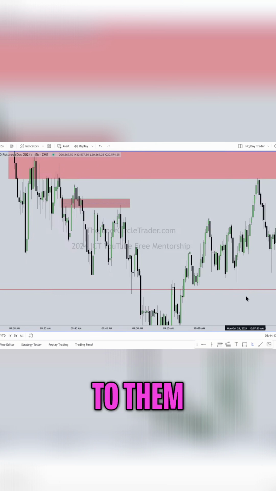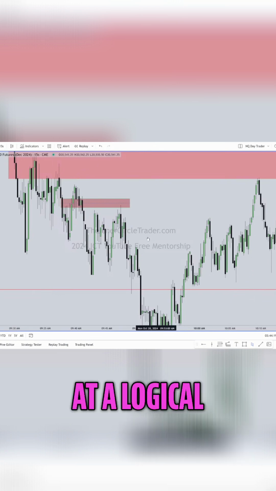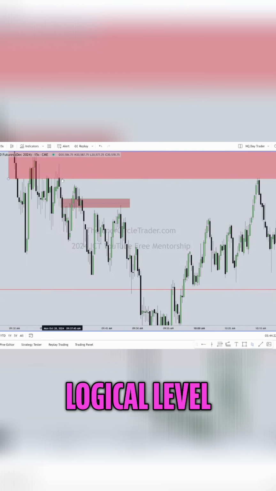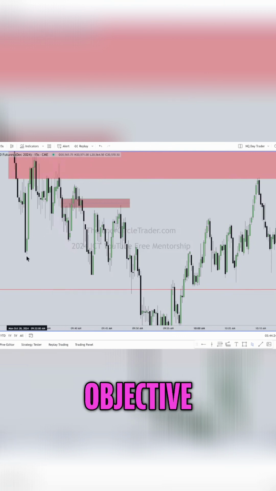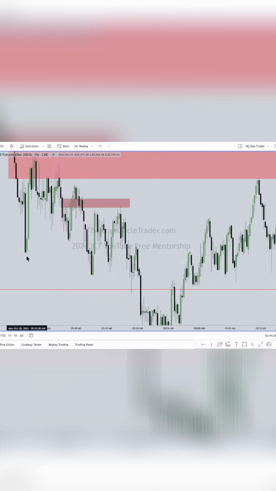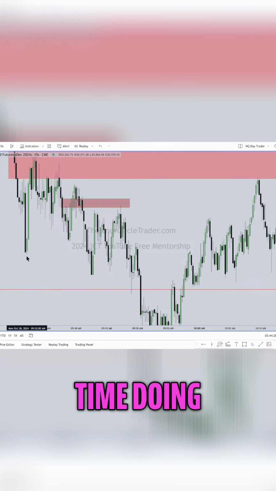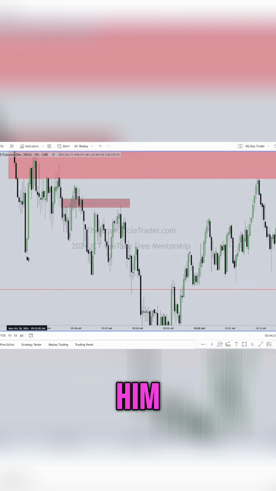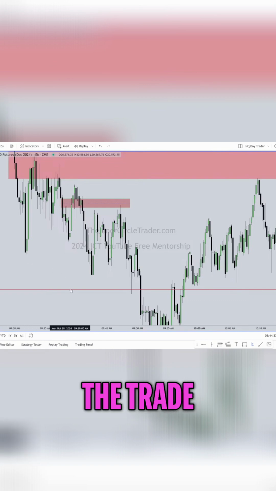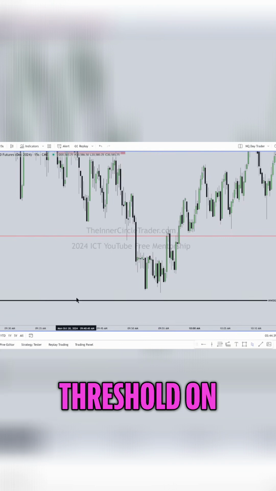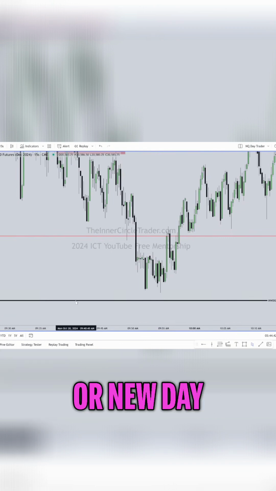I'm talking to them. So by having these surgical strikes, these hit and run trading opportunities where you're getting in at a logical level, framing risk at a logical level, and aiming for a very easy objective in the right direction, guess what this affords him over time doing this? It will teach him how to hold on to the trade to get to half gap. It'll teach him to hold on to the trade to get to first threshold on the new week opening gaps or new day opening gaps, high on the shorts or lows on the longs.